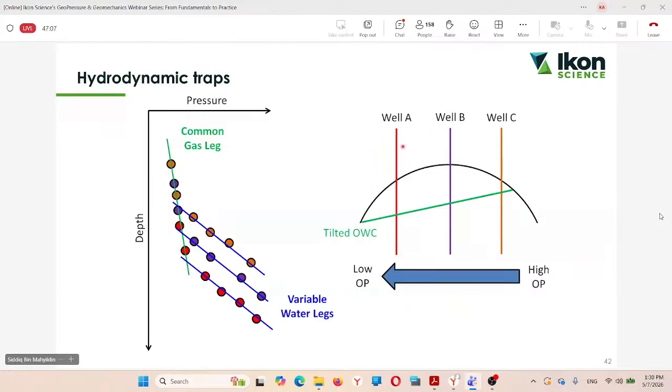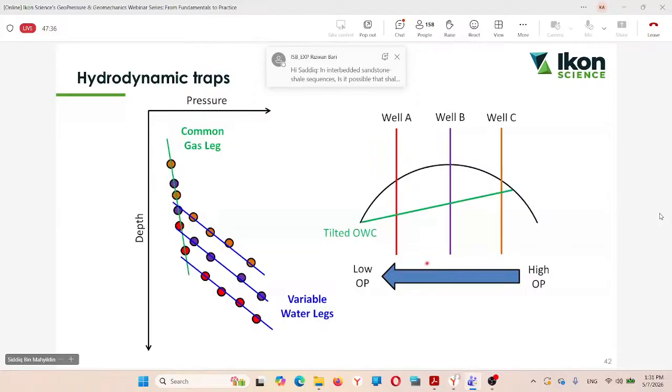So if you have three wells like this, well A, well B, and well C, you will quickly see that you will have one common gas leg, and then you will have three different gradients for your water legs. So this still suggests that it is one connected reservoir, just having different water legs because of the tilted oil-water contact.